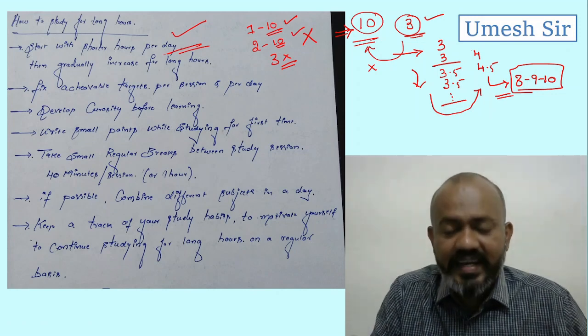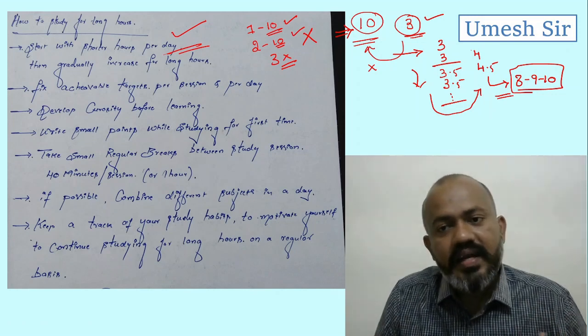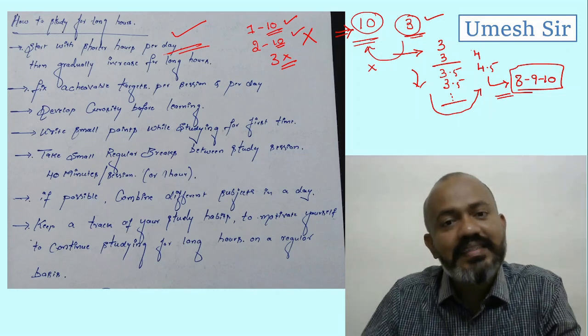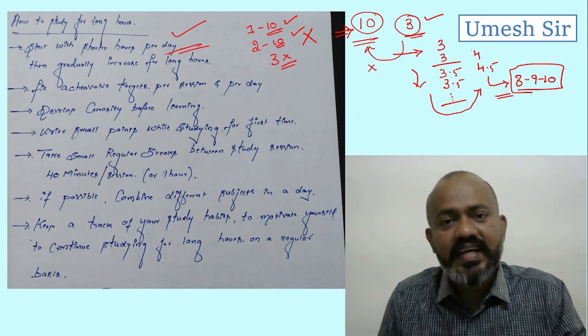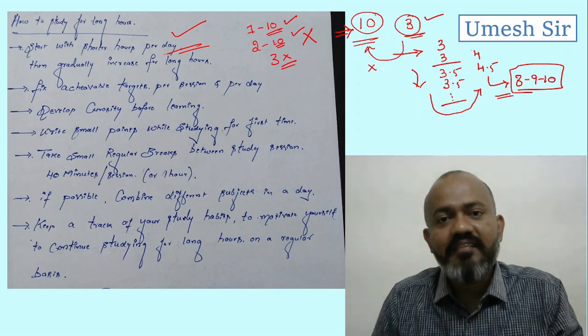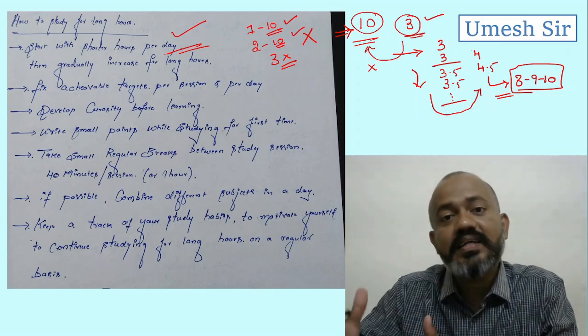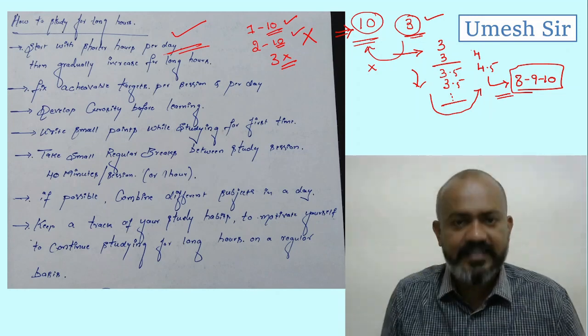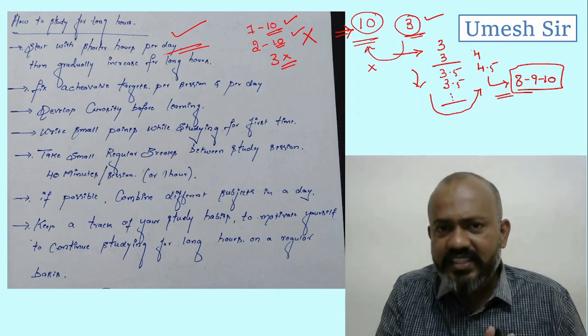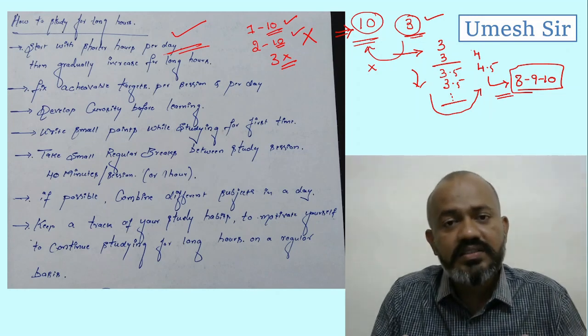When you pick it up gradually, our mind and body get adjusted to that pace, that speed, and we will have the patience so that we can continue studying 8 or 10 hours per day regularly. Once you pick up this practice, initially do not study for longer hours at day one itself.